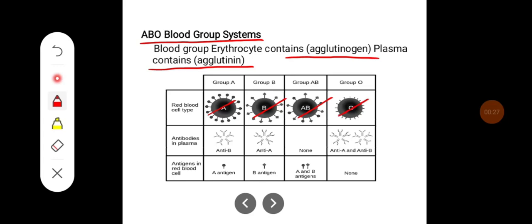Blood group A contains antigen A and antibody B, whereas blood group B contains antigen B and antibody A. Whereas blood group AB contains both the antigens, it has no antibodies, whereas blood group O contains no antigens but it has both anti-A and anti-B antibodies.